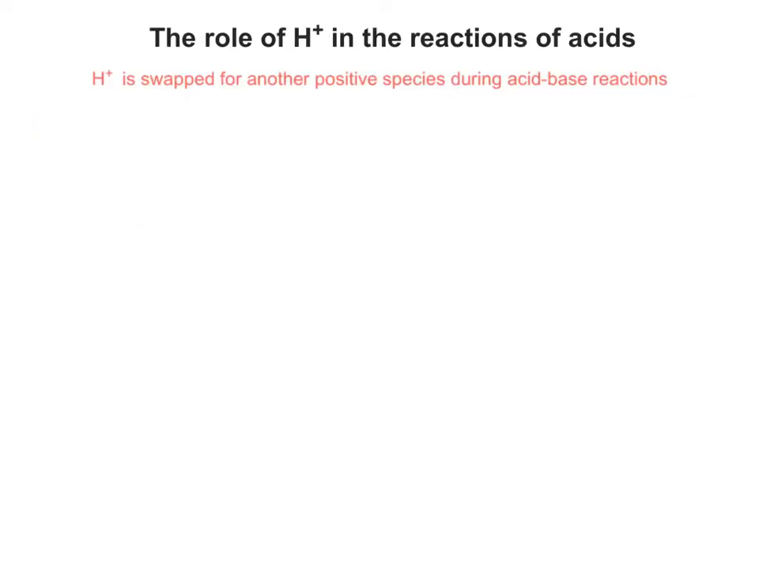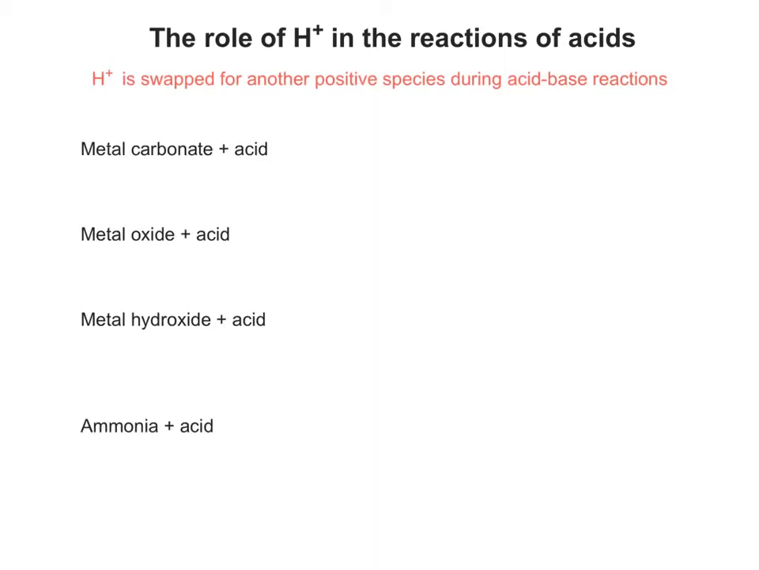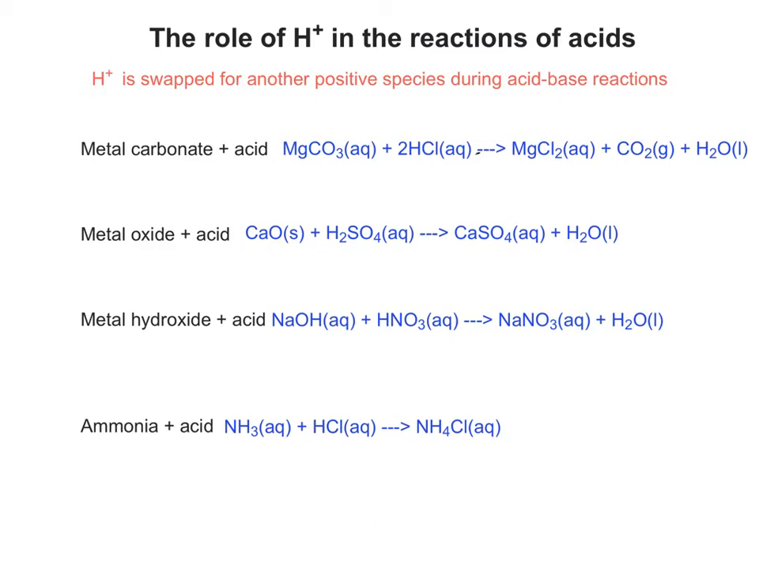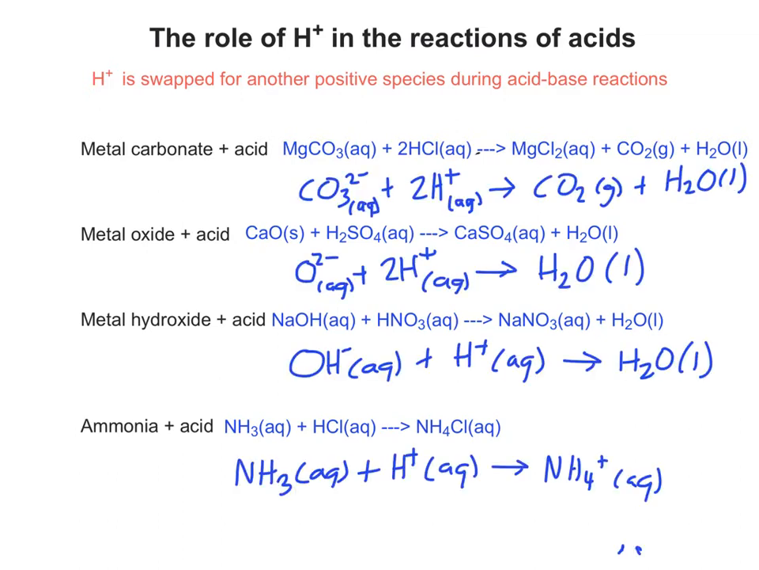So if we look at what H+ does in an acid-base reaction, it's swapped for another positive species during an acid-base reaction. So these are the four main types of acid-base reactions that you'll come across, and there's an example of a reaction for each one. What we've got to do to see what the H+ is doing is turn these into ionic equations. So in each case I've got rid of what we call the spectator ions. You would have done this last year when you did ionic equations. So eliminating the ions that stay the same either side, you end up with these four ionic equations. It should now be possible to deduce what the H+ is actually doing. It's swapping for another positive species during the acid-base reaction.